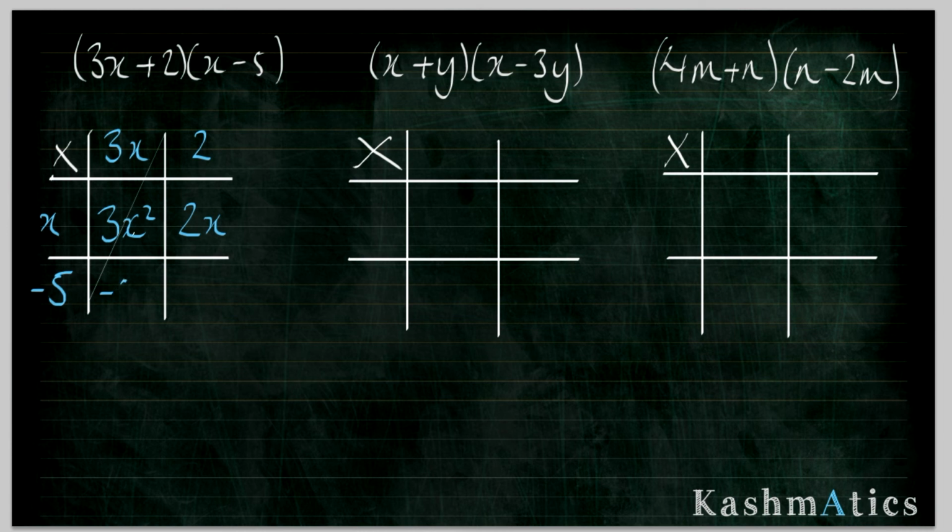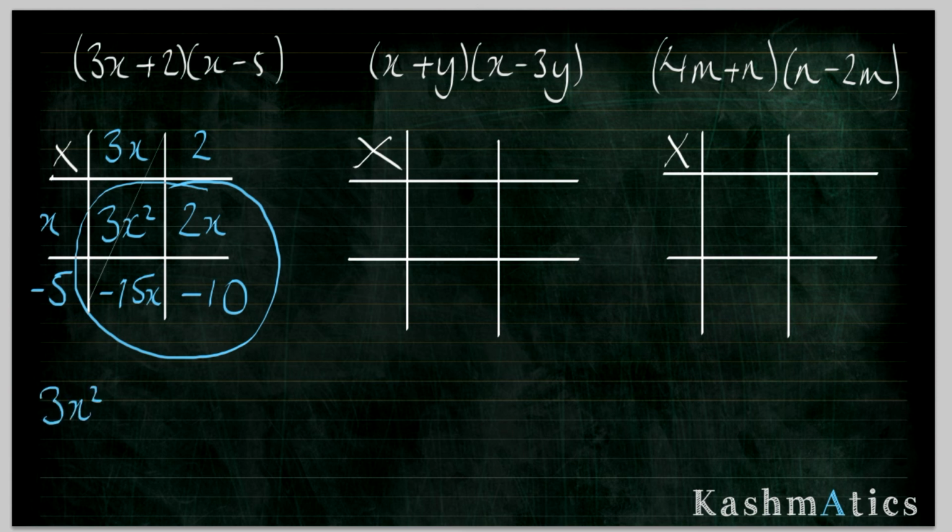No, it's not. It's minus 15x. And 2 times minus 5 is minus 10. And let's collect these terms together. Remember, these are the terms which we need to simplify, not the ones around the outside. I should have put them in a different color actually. So we've got a 3x squared, so 3x squared. 2x take away 15x, so think of that as 2 take away 15, so minus 13x, and minus 10.